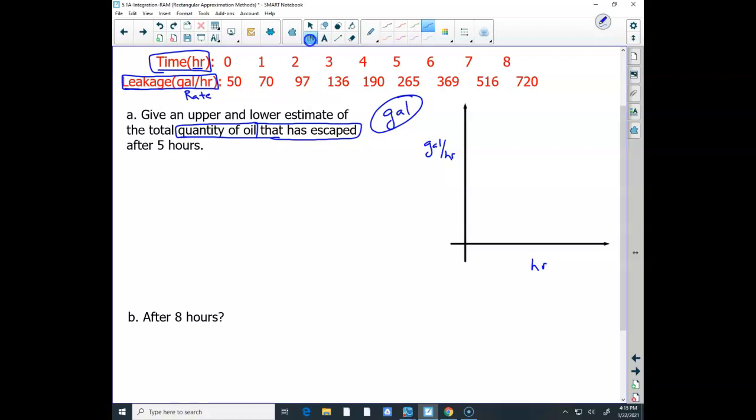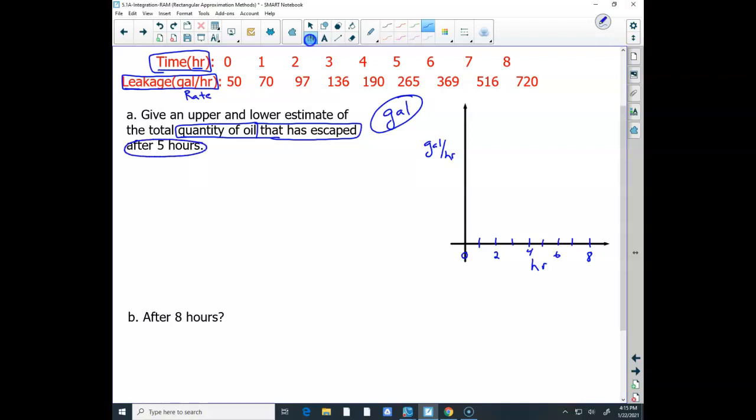So how am I going to do this? Give an upper and lower estimate for the total quantity. Well, once you get better at it, you're going to be able to see what it is. This is increasing. What I would recommend is go from 0 to 8, and 4 is going to be in the middle, and 2 is going to be in the middle. I'll have a 1 and a 3, and 6 is going to be in the middle, 5 and 7. And try to picture what your graph looks like, okay? Because they want us to find how much oil escaped after 5 hours.